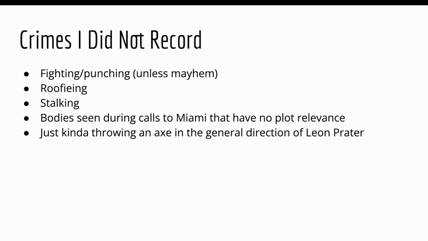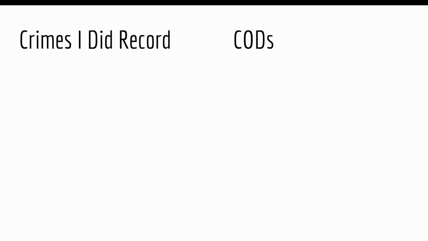Also, at the end of the penultimate episode, when Dexter just kind of throws an axe in the general direction of Leon Prater and nicks Charlie, that's not recorded either. And also Grand Theft Boat. If there is another season and the boat becomes somehow plot relevant, then maybe I'll change that, but for now, no Grand Theft Boat. And as for the crimes I did record, I only had 3.